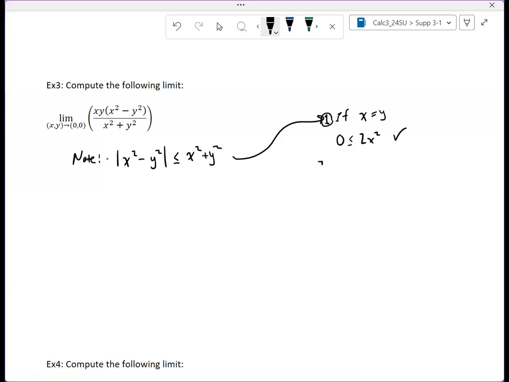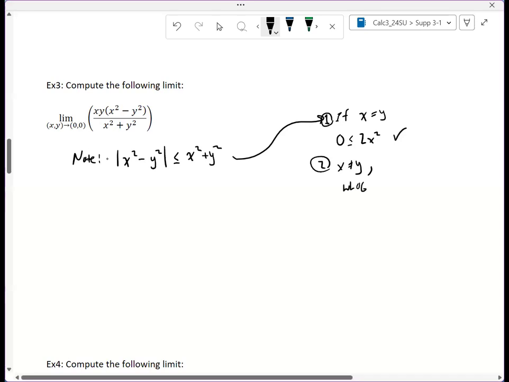Case 2, if x is not equal to y, without loss of generality, we can take x squared bigger than y squared. If x is not equal to y, either x squared is less than y squared or x squared is bigger than y squared. I suppose there's an x equals plus or minus y issue, but that's essentially covered under this case up here. I'll leave it as a minor exercise to see why that's true, but without loss of generality, we'll take x squared bigger than y squared.